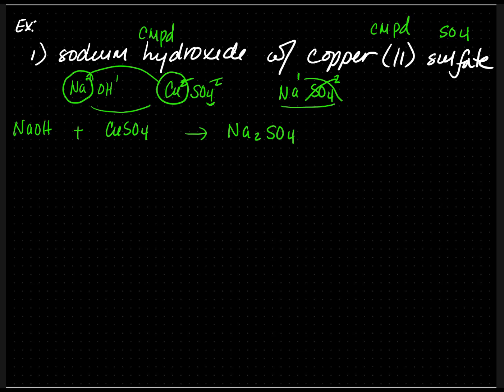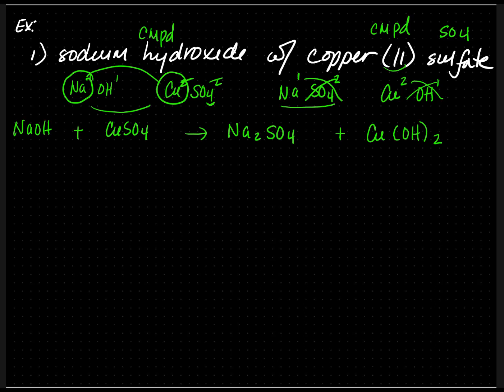So copper's new partner is going to be OH. The charge of copper was 2. It will carry through as 2 unless otherwise given. Hydroxide OH has a charge of 1. We cannot reduce, so we crisscross, plus Cu(OH)2 because hydroxide is a polyatomic.